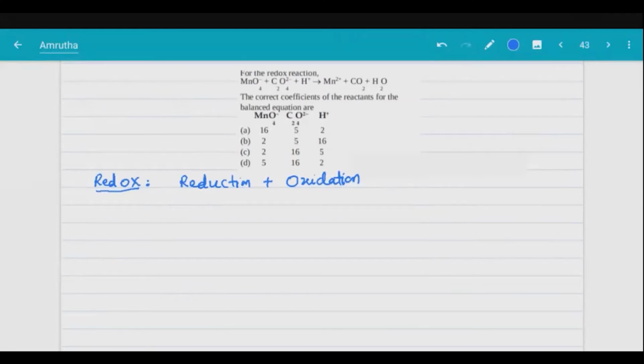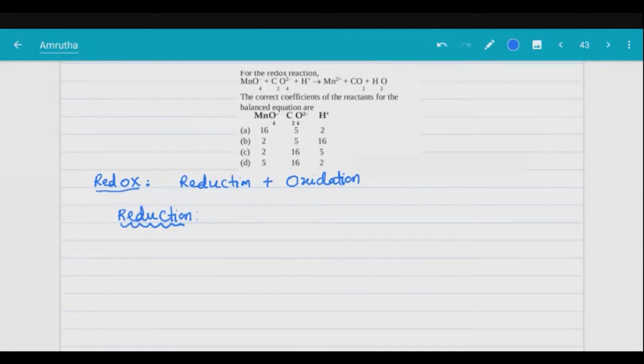But what is reduction? What is oxidation? Can anyone tell me, what is reduction? Yes, in a redox reaction, both will occur. I'm getting different definitions: addition of hydrogen, removal of oxygen, gain of electrons. Loss of electrons is not true. Okay, gain of electrons, fine. All those definitions are true.